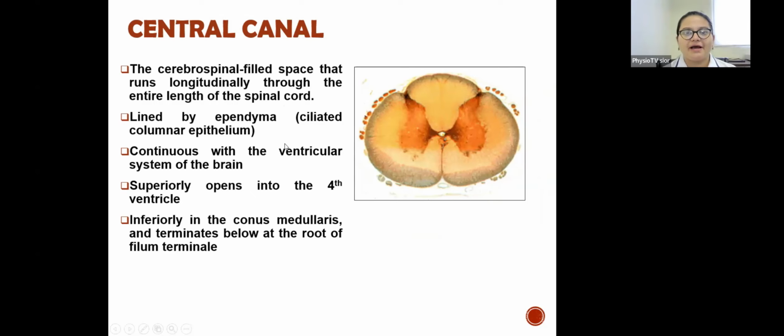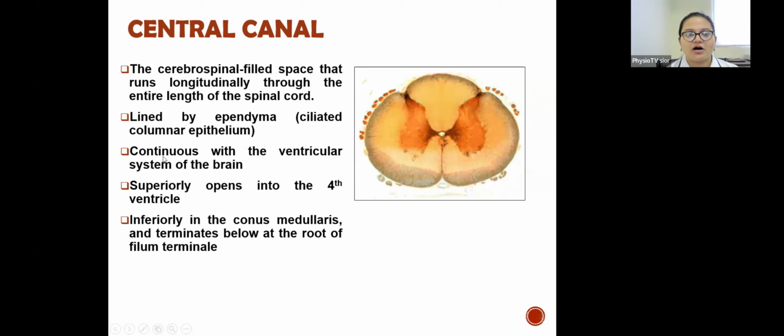It is lined by ependyma, which is a specialized epithelium, right? It is ciliated columnar epithelium. It is continuous with the ventricular system of the brain upwards, more to the cephalad, and superiorly it opens into the fourth ventricle, and inferiorly it opens in the conus medullaris, that is the end of the spinal cord, and terminates below at the root of the filum terminale.